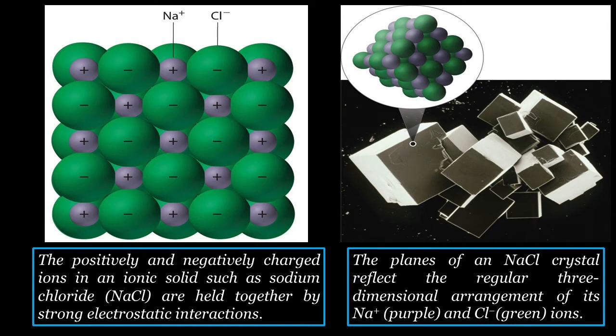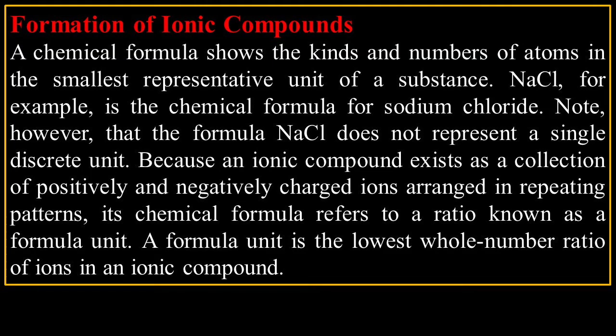The positively and negatively charged ions in an ionic solid such as sodium chloride are held together by strong electrostatic interactions that form a neutral particle, and that particle is called a formula unit. The planes of the sodium chloride crystal reflect the regular three-dimensional arrangement of its Na plus ions, which are purple, and the Cl minus ions, which are green.